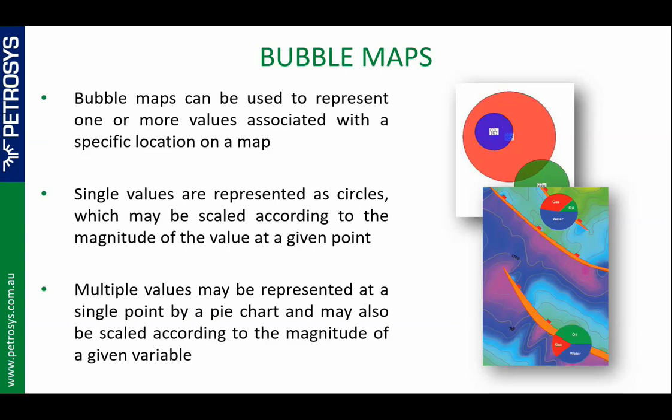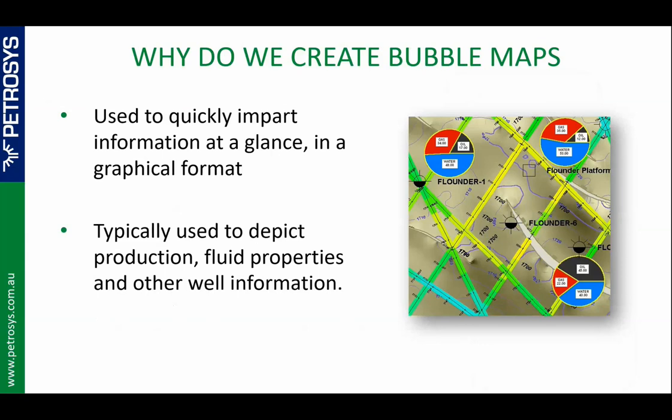Single values are mostly associated with the size of the circle. With multiple values, when we have a pie chart, the information is conveyed to the user by the size of that pie, right? So those are the two things to consider there.